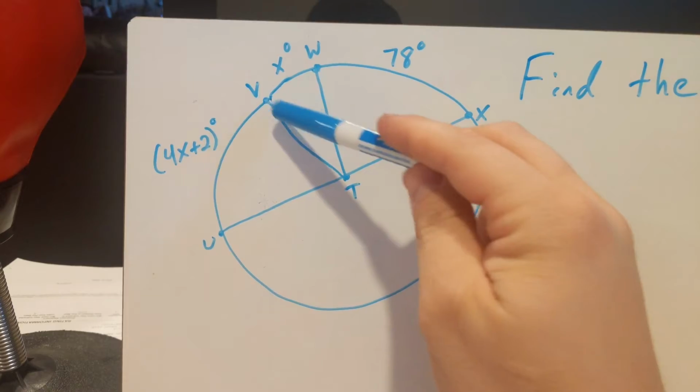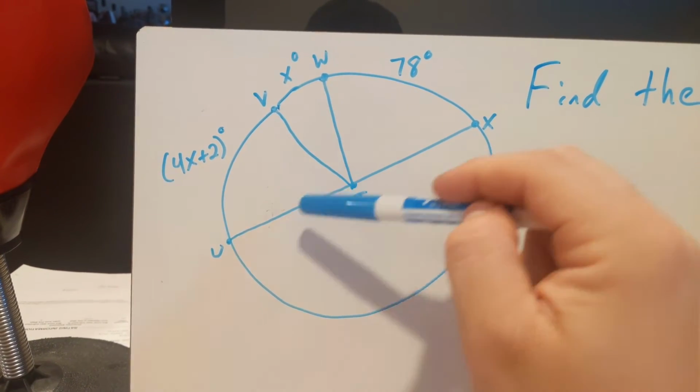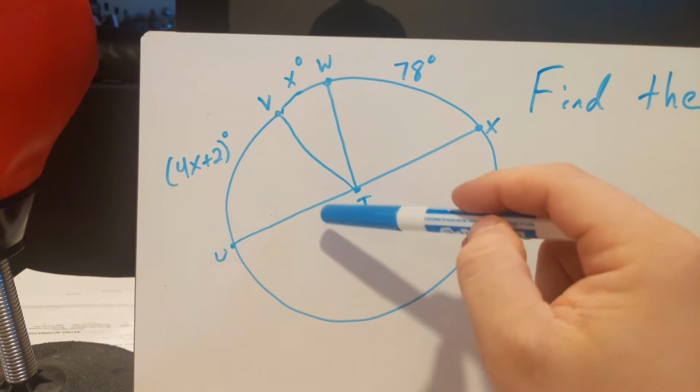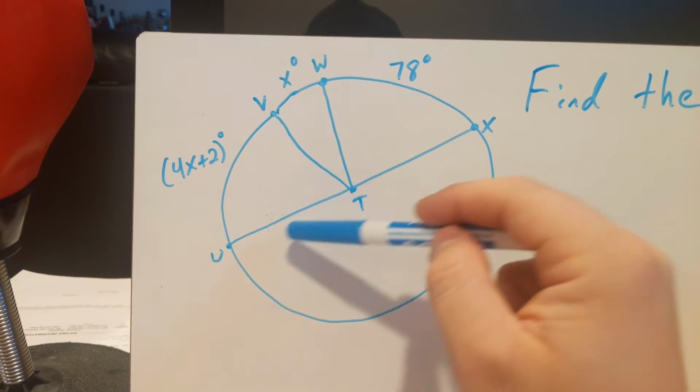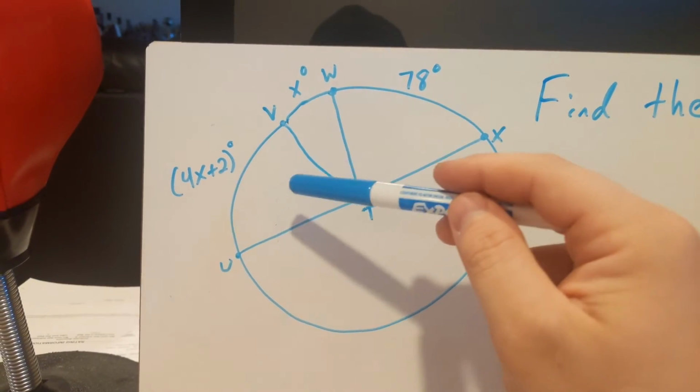Same thing with VTW. It's a central angle because it hits T. And UTV has T as the vertex, so that means UTV is also called a central angle.